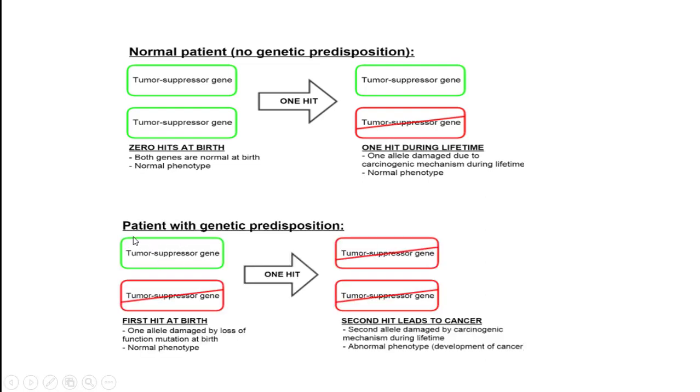But in the second example, the patient has a genetic predisposition. The tumor suppressor gene here is normal and the second is mutated. First hit at birth: one allele damaged by a loss of function mutation at birth, with a normal phenotype. And if the person has a hit, as you can see here, on the normal tumor suppressor gene allele, the second hit leads to cancer. The second allele is damaged by a carcinogenic mechanism during lifetime, and the abnormal phenotype is the development of cancer.